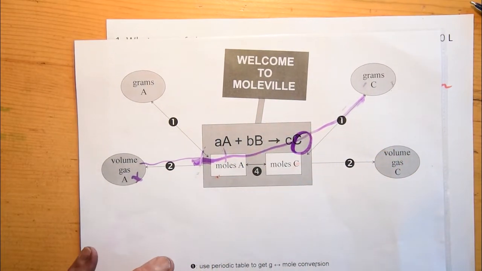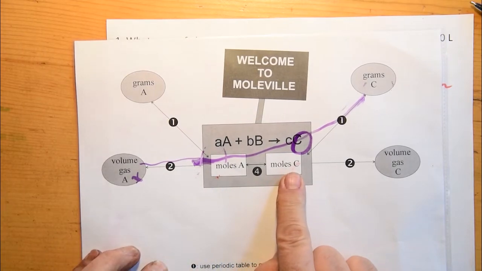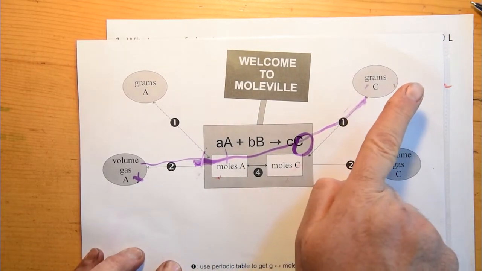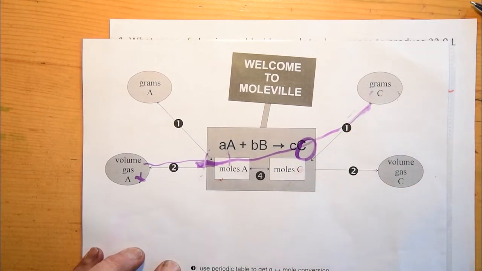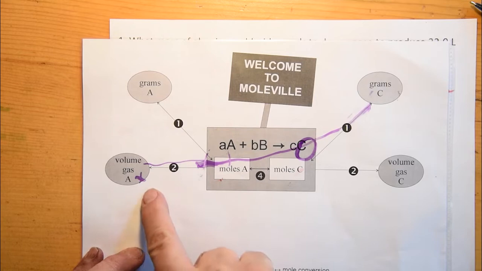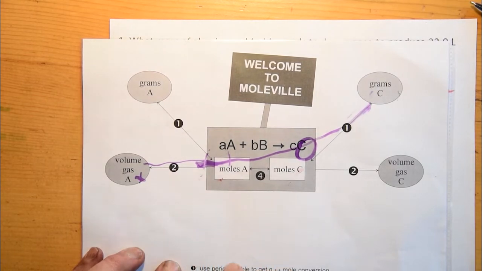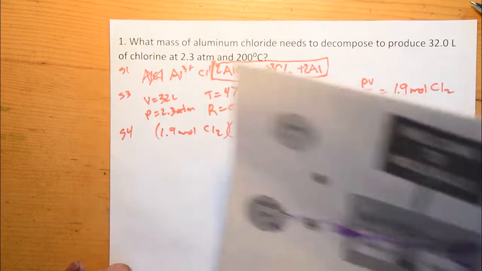We're right there. We've converted from moles of chlorine gas to moles of aluminum chloride, but now we need to leave Moleville, and we need grams. And you can see these little numbers here. 1, that tells you need to use the periodic table. Notice we didn't use the periodic table here, right? We just used these gas laws. So, but now, since we're going to grams, we have to use the periodic table.